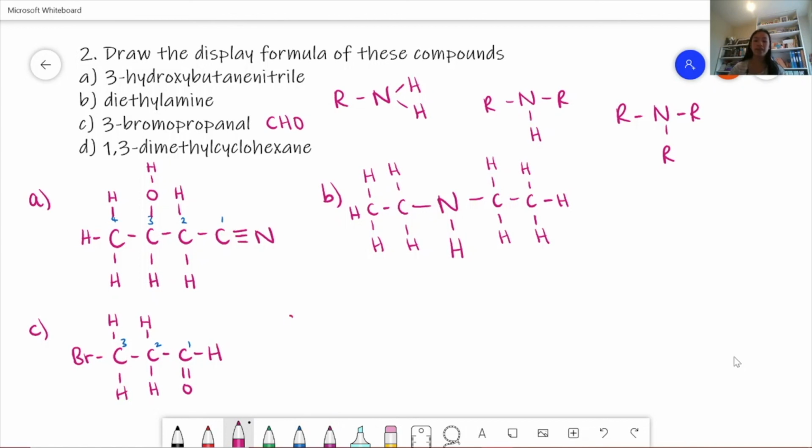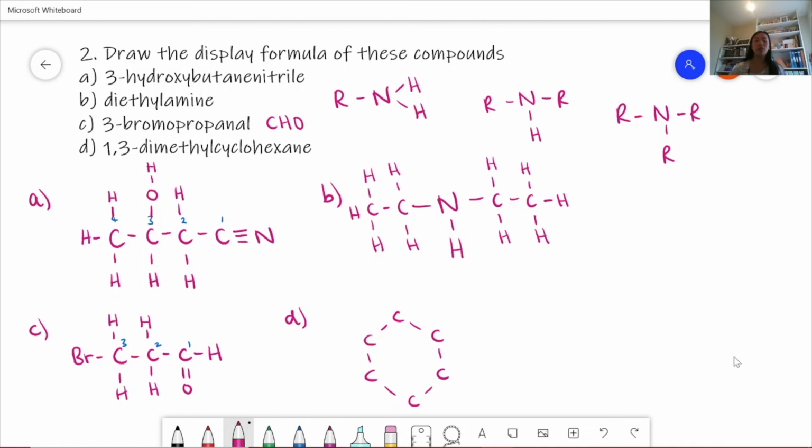And then for D, we have 1,3-dimethylcyclohexane. So firstly, we draw cyclohexane. Cyclohexane is just 6 carbons, but in a sort of circular shape. So it would be a hexagon because you've got 6 of them. And so we have 1, 2, 3, 4, 5, 6, and these are all bonded together. And then we have 1,3-dimethylcyclohexane, so that means that on carbons 1 and 3, we both have methyl groups.